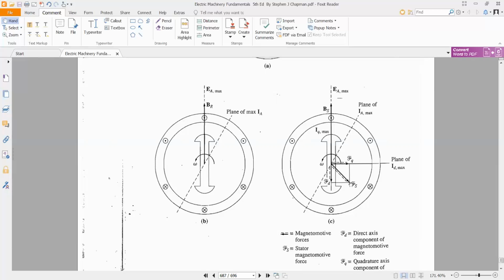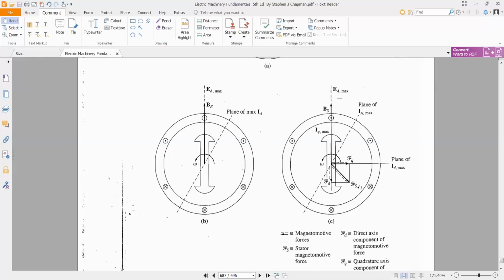Now, this stator magnetomotive force can be resolved into two components. One which is directly along the rotor axis, or in other words, the direct component of the magnetomotive force, and the other one which is acting at an angle of 90 degrees, or which is acting along the quadrature axis of the rotor, which is termed as the quadrature component of the magnetomotive force.